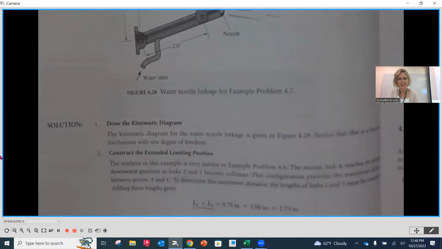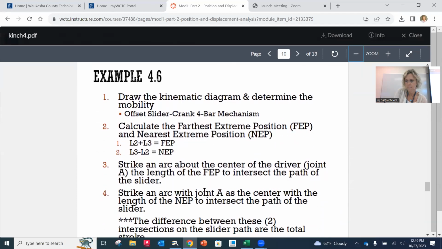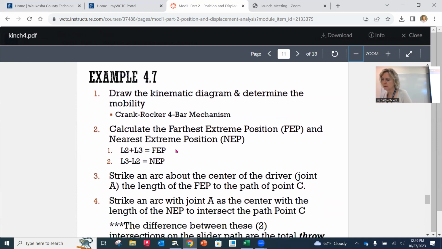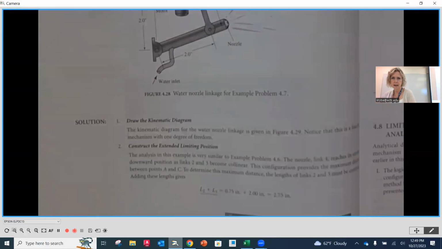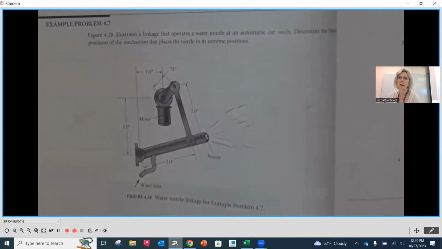Oh, here's another one. So let's turn our page. Okay. So we looked at number 6 and then example number 7. Now, example number 7 is really the very same process. Okay, the very same process, except this time we're not looking at a slider on our output. We're looking at an oscillating or a rocker.